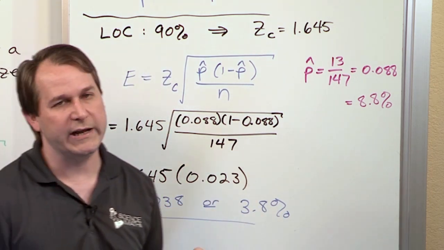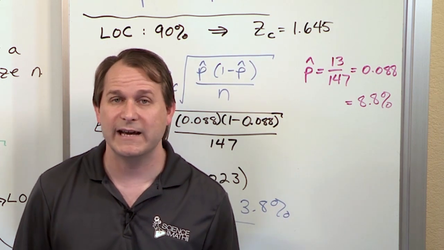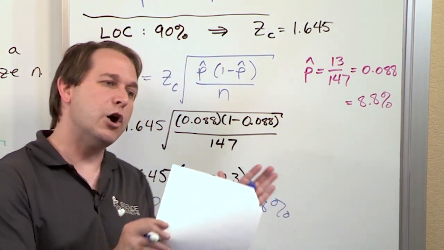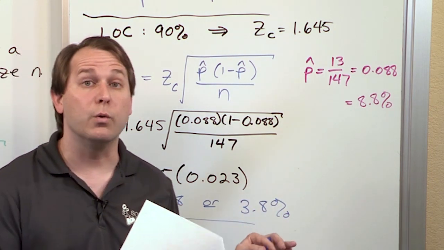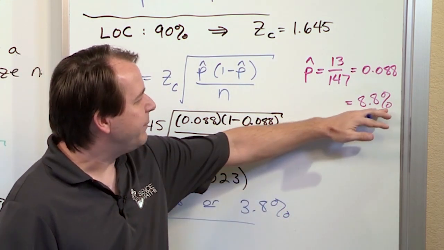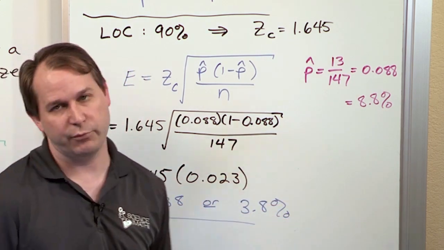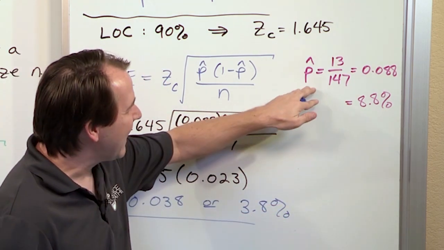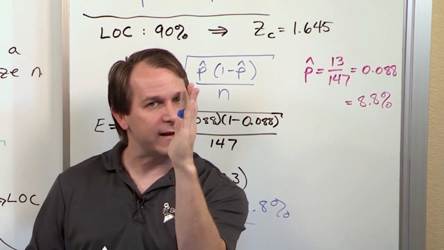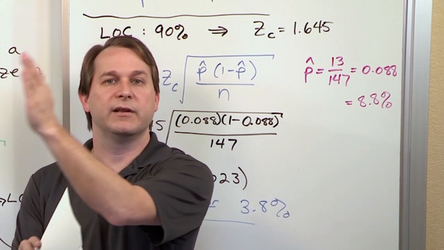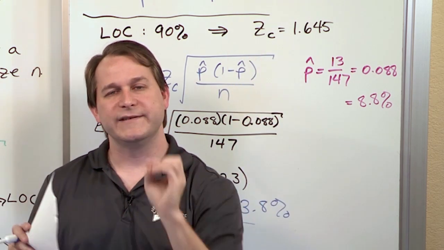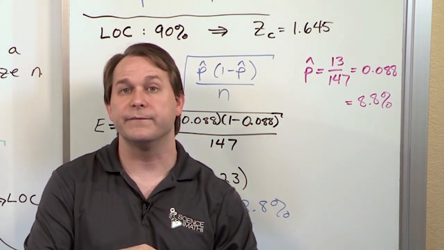Now we know that error is plus or minus 3.8%. If we were going to calculate a confidence interval, the lower bound would be 8.8 minus 3.8. That would be the lower percentage. And the upper bound would be 8.8% plus 3.8%. Remember, what you sample, what you measure, is right in the middle of your confidence interval. The margin of error is minus and plus. That creates a window. We're saying the population proportion falls in the middle of that.